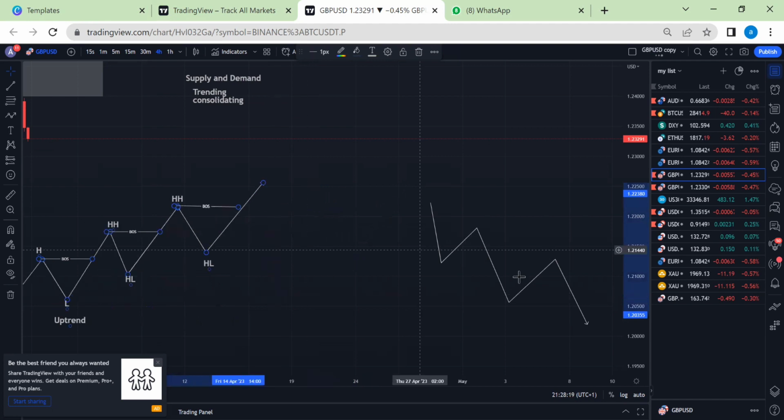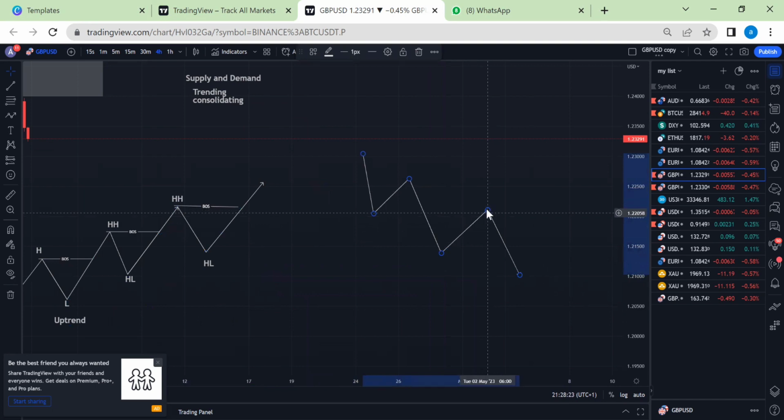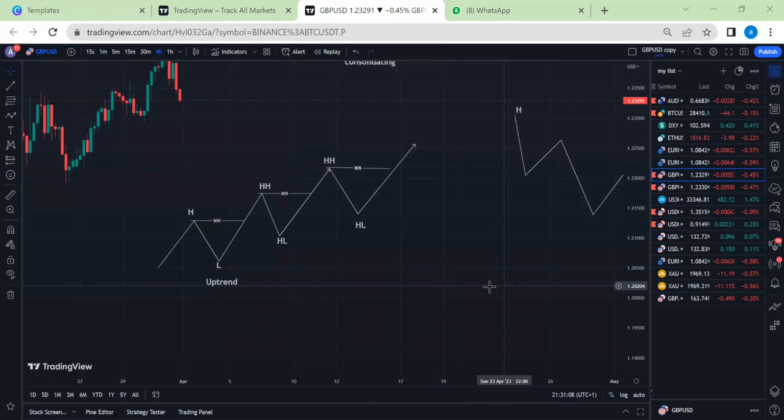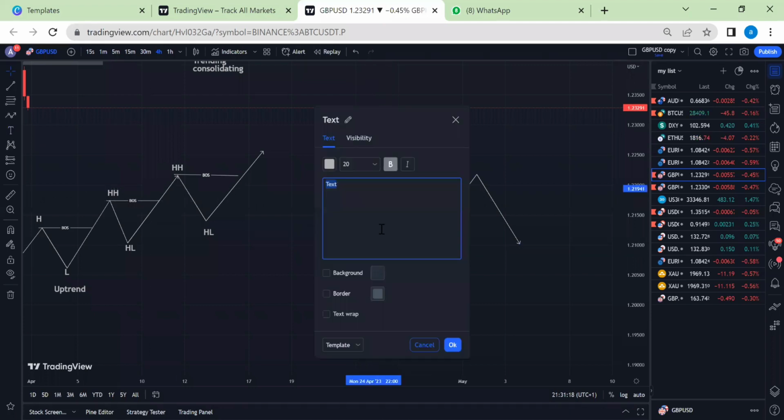Okay. So let's have our downtrend. Now downtrend is the direct opposite of uptrend. We have, now on the other hand, we have this. We have high and we have low. Okay, we have high and we have low.